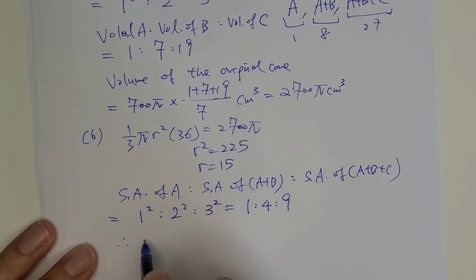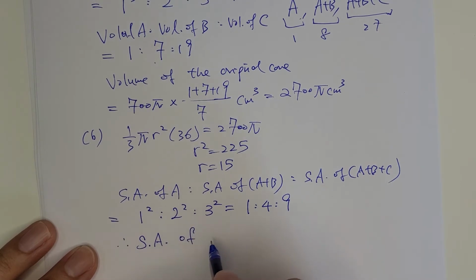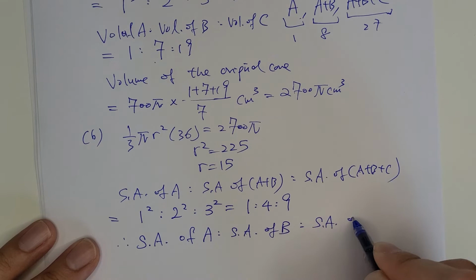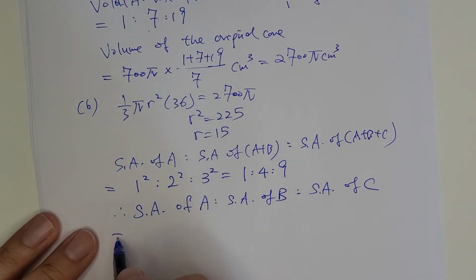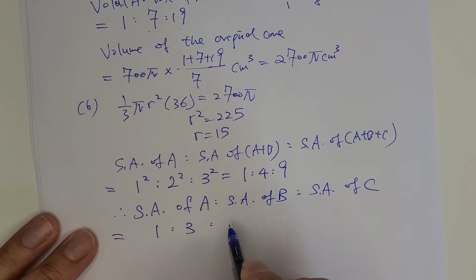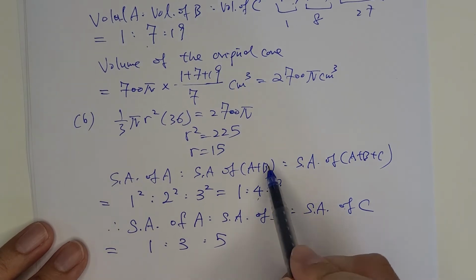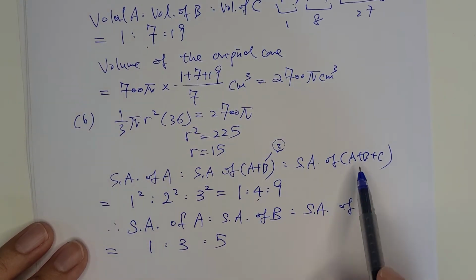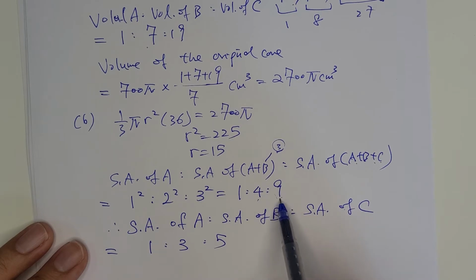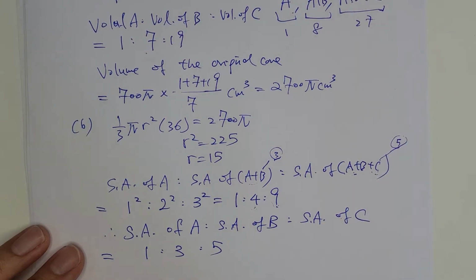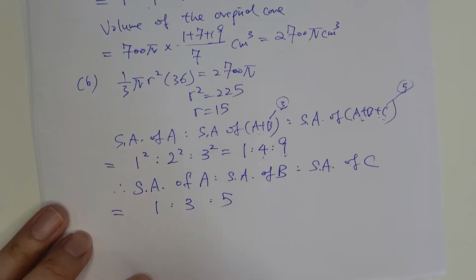So therefore, the surface area of A to surface area of B to surface area of C would be 1 to 3 to 5. Why? Because A plus B occupies 4 parts, so B only occupies 3. And A plus B plus C occupies 9 parts. A plus B occupies 4 already, so C would just have 5 parts only. Okay?